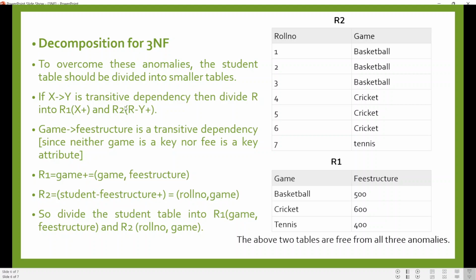So subtract that one from the original relation, and whatever is left out will be your new relation R2. So this is how we'll be decomposing the relation R into R1 and R2. So what is our transitive dependency in this particular relation? We have a transitive dependency like this. Fee structure is depending on game.